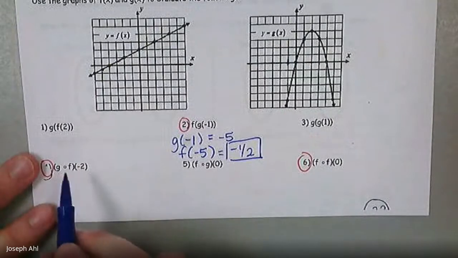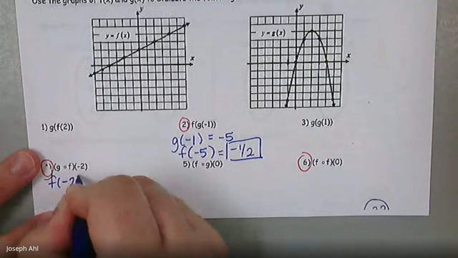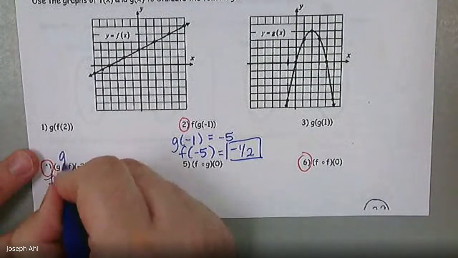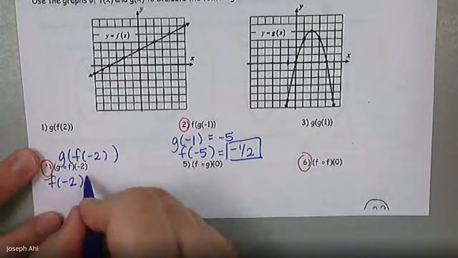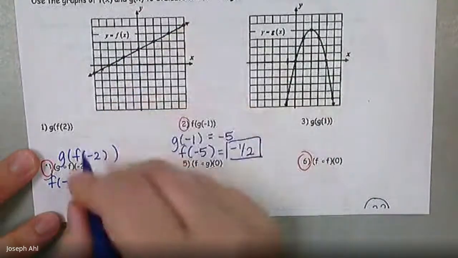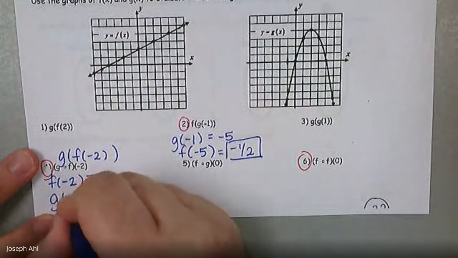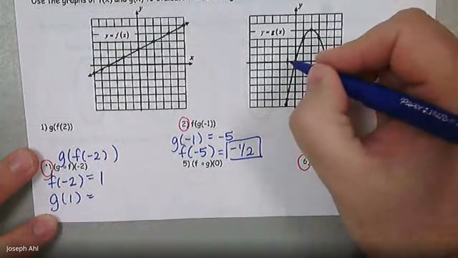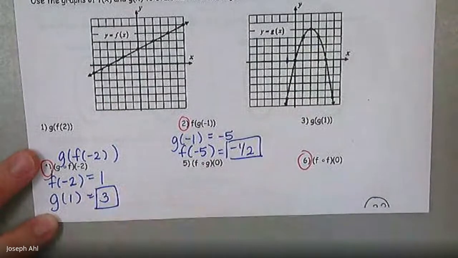Okay, different notation again, g of f of negative 2. The first thing you would do here is f of negative 2. This is the same thing as writing this statement, g of f of negative 2. So let's make sure we use the f function first. F of negative 2, when the input's negative 2, the output is 1. Go ahead and use that in the g function. G of 1 is 1, 2, 3. Final answer.